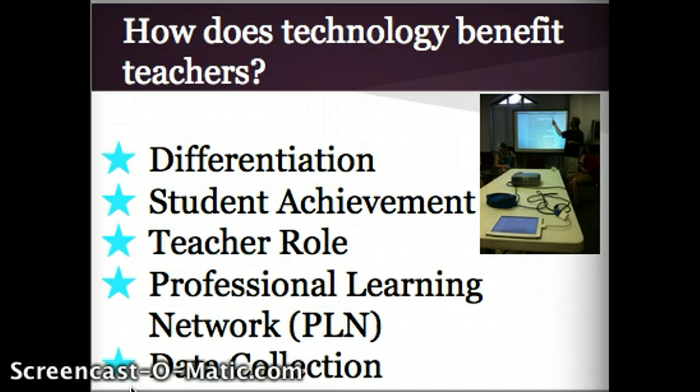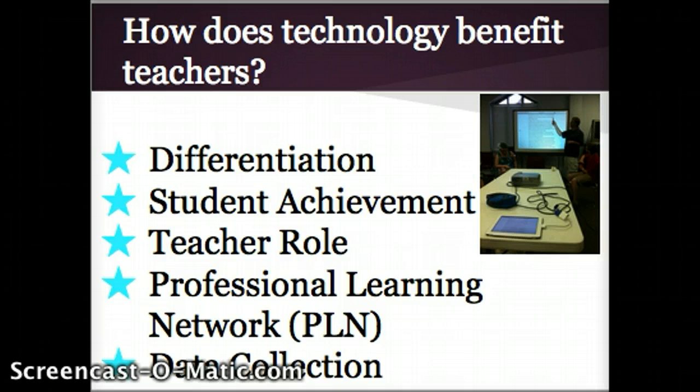Technology has allowed the opportunity for teachers to easily create professional learning networks in which they're able to collaborate with other professionals. This is done by many different educational blogs and social media sites such as Twitter. It allows teachers to collaborate in ways that were never possible before.